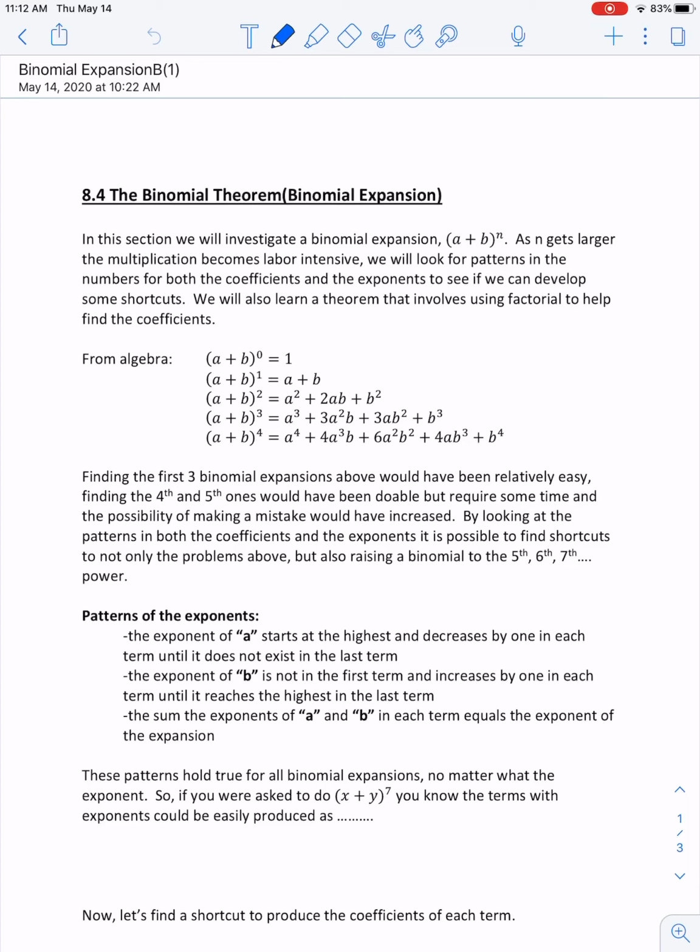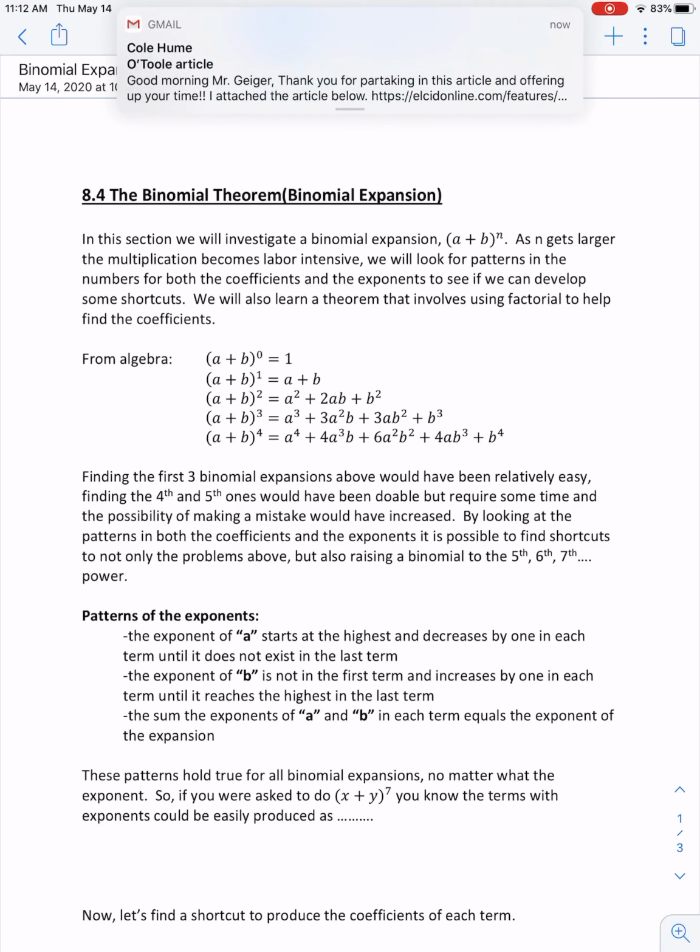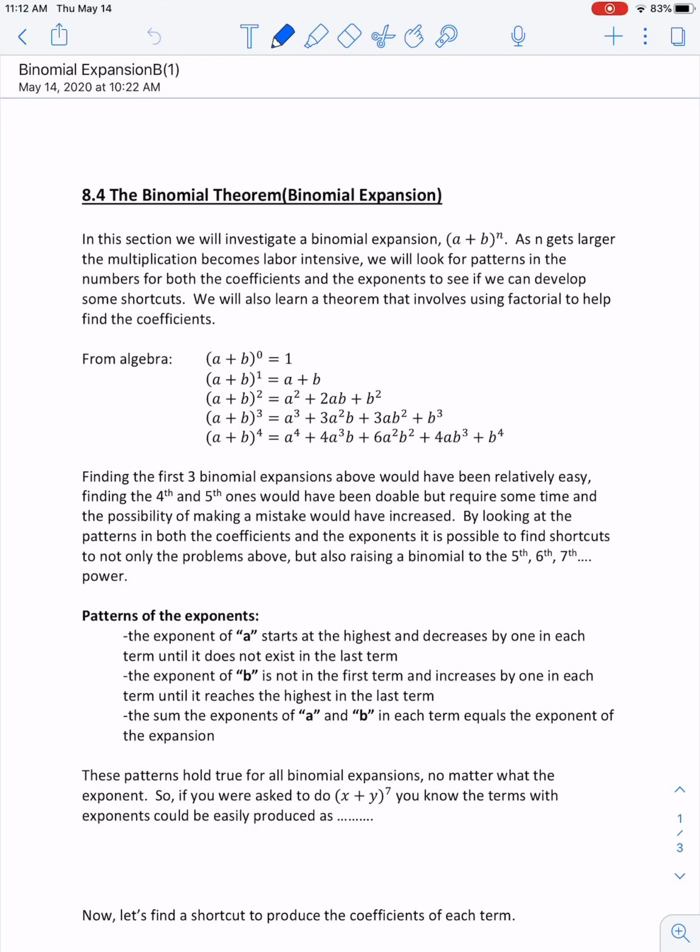So imagine then what the difficulty would be if you had to raise it to the 5th, 6th, 7th power, and so on. Our study today is trying to figure out what some shortcuts are if we were asked to raise it to even the 4th, 5th, 6th, or 7th power. It's going to take us a couple of lessons to get through both parts of section 8.4, so this is just going to be the first part and a couple of shortcuts.